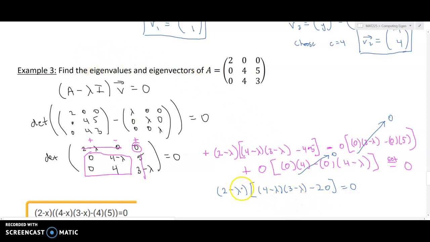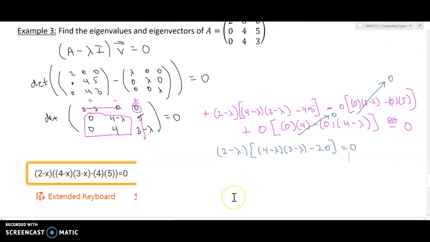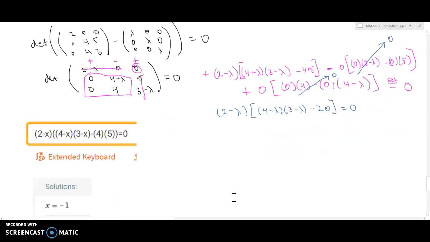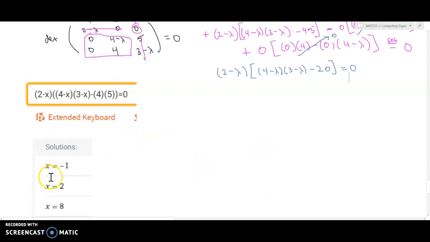Now you can see you're going to have a lambda cubed in here, and a cubic polynomial will have 3 roots. Again, some of those could be complex in general, some of those could be repeated. Solving cubic polynomials by hand is going to become kind of difficult, so I've just input this into Wolfram Alpha, and I get 3 lambda values. Lambda 1 equals negative 1, lambda 2 equals 2 and lambda 3 equals 8.